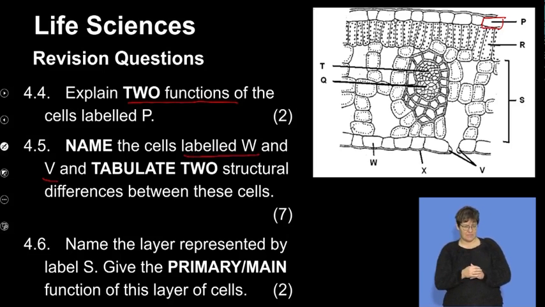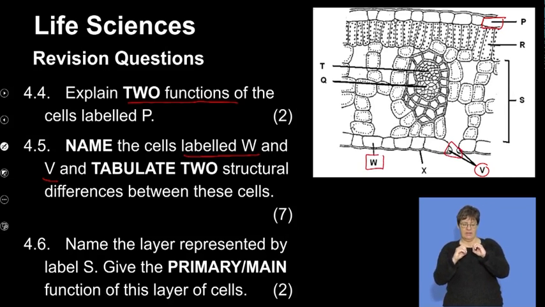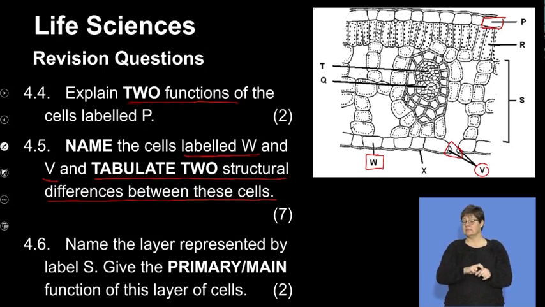Then, 4.5, name the cells labeled W and V. V is those cells there, and W is your ordinary epidermal cells. And then you have to tabulate 2 structural differences. In other words, you need to say how they are different in structure.